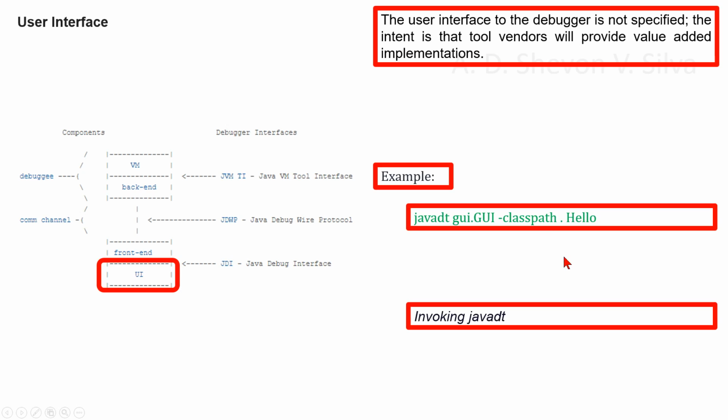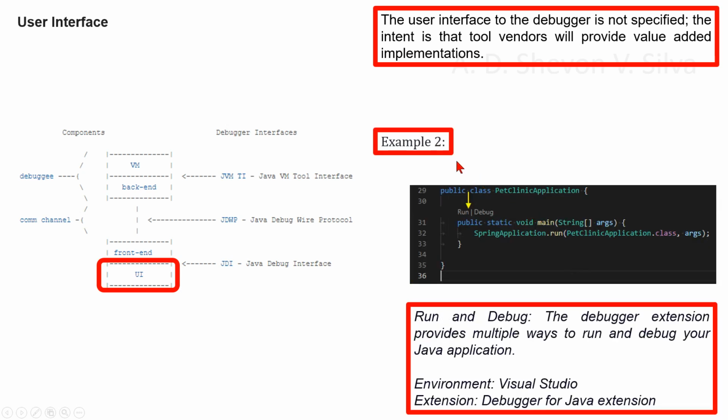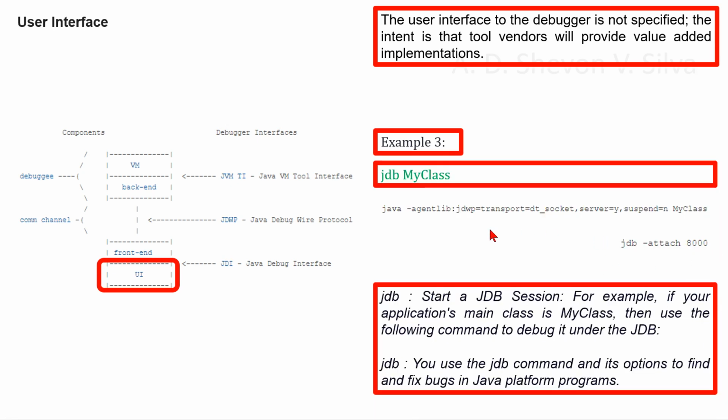As an example 2, we can consider this one. Run and debug. The debugger extension provides multiple ways to run and debug your Java application. This is in Visual Studio Code with the Debugger for Java extension. This is the end of this part. Now we are considering JDB.